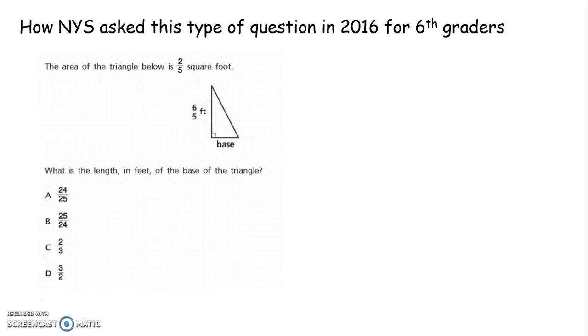There's another one that was asked last year on the New York State grade 6 exam. It says the area of the triangle below is 2/5 square feet. They give you a beautiful picture. They even show you the height of your triangle is 6/5. What is the length in feet of the base of the triangle? Okay, so area equals 1/2 times base times height. So you have to know your formula for the area of a triangle.